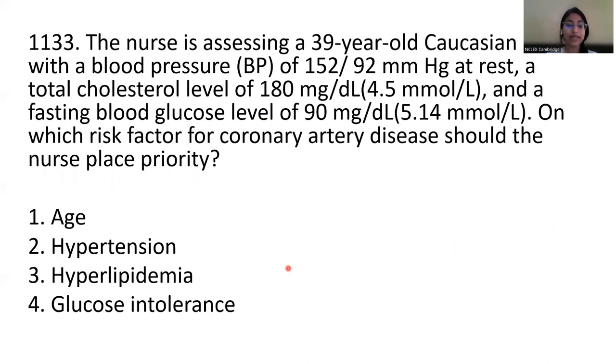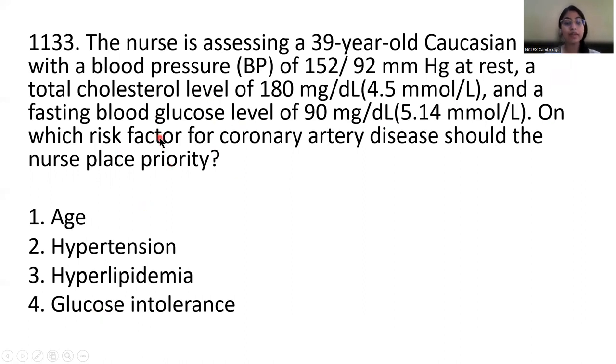Now let's move to the next question. The nurse is assessing a 39-year-old Caucasian client with blood pressure of 152 by 92 mmHg at rest, a total cholesterol of 180 mg per deciliter and a fasting blood glucose level of 90 mg per deciliter. On which risk factor for coronary artery disease should the nurse place priority? Options are age, hypertension, hyperlipidemia, and glucose intolerance.